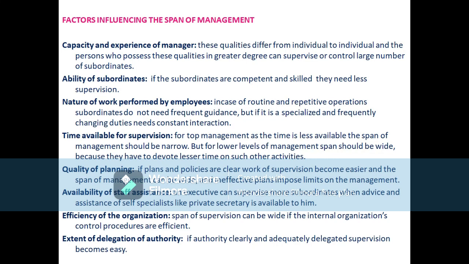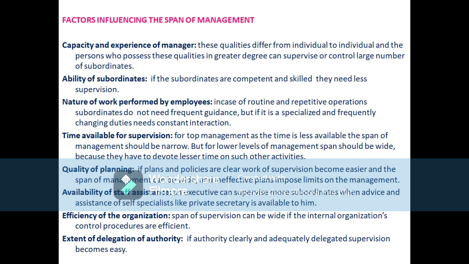Coming to the next one, efficiency of the organization. Efficiency of the organization is also another factor regarding the span of management. So what is efficiency of organization? If the system of internal organization and control procedures are efficient, the span of supervision will be wide. Okay, so if we look at all these sub points, if the planning is qualitative, if there is staff availability, if there is efficiency of the organization, all this leads to wider supervision, wider control by the manager.